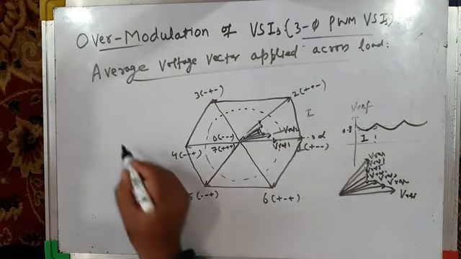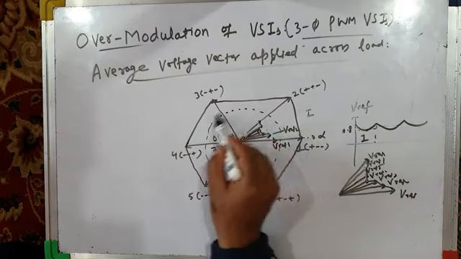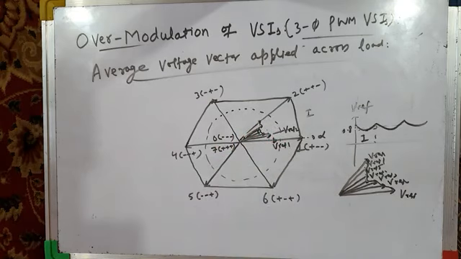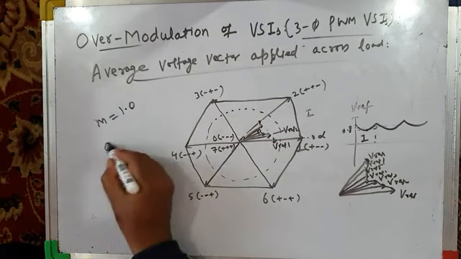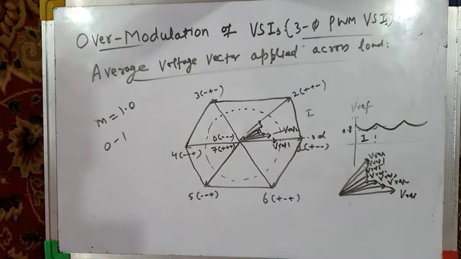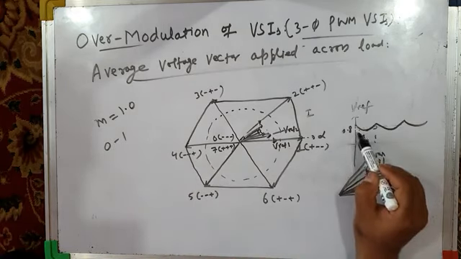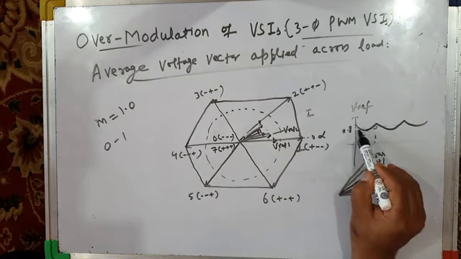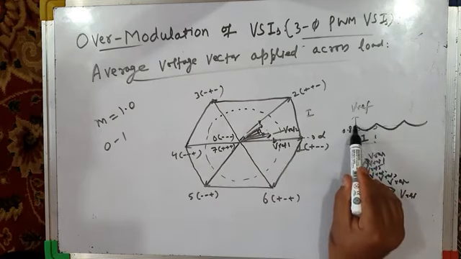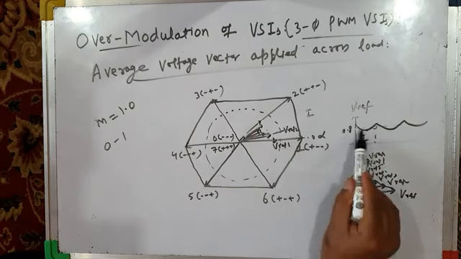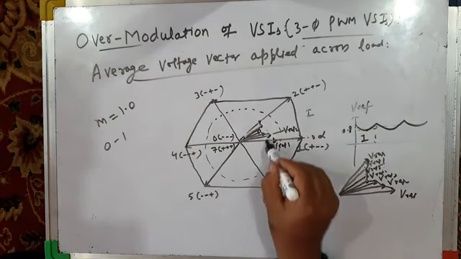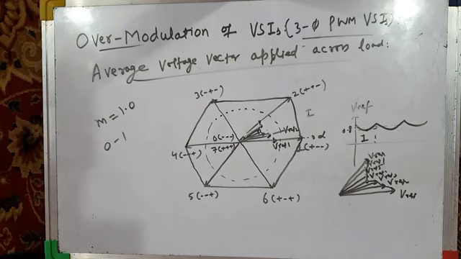It traces a circular path only when it operates in under-modulation mode, up to a modulation index of 1, 0 to 1. But when you are over-modulating, you have just now seen that in each sector the magnitude of the rotating reference vector varies. It's high, then it decreases, then it increases again, around 0.8 or something like that. And if you join the tips of these rotating reference vectors, it does not trace a circular path. It is a non-circular path.